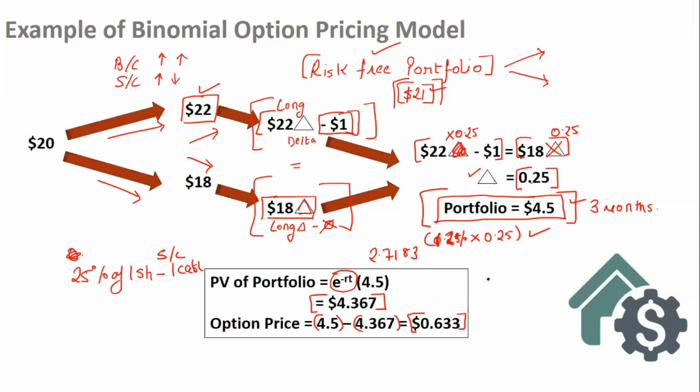Now the difference between this portfolio value 4.5 minus the present value of this portfolio is your option price. So that means if you are looking at an option at strike 21, when the spot price is $20, the right price for this option is 0.633. This is just one step which I have done for the binomial option pricing model. Similarly, from here you can move forward, right? You can go to $25 and then you can go to $15 and so on, correct?